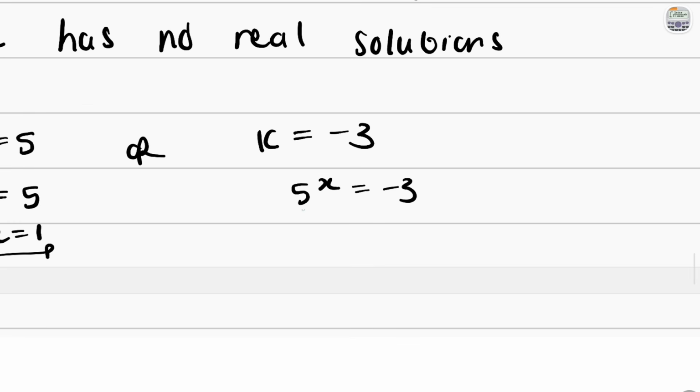But you see the problem with this? You're taking 5 and raising it to an exponent, and it gives you a negative value. That's not possible. If you take 5 to the power of 1, it gives you 5. Negative 1 gives you 1 over 5. Negative 2 gives you 1 over 25. It's never going to give you a negative number.